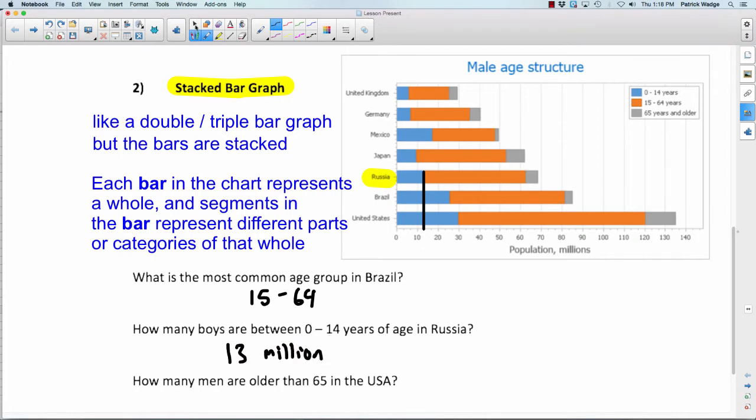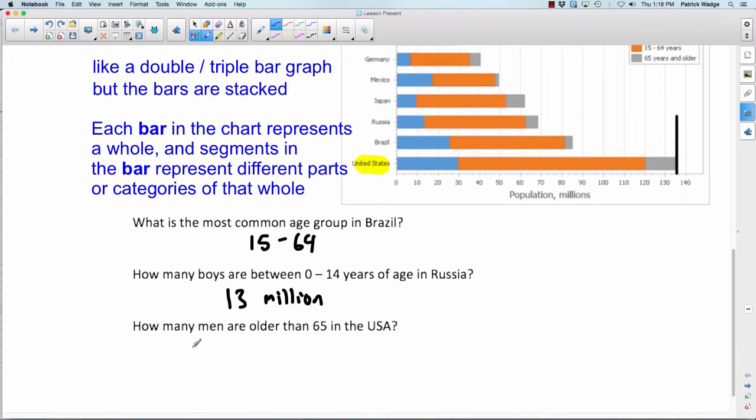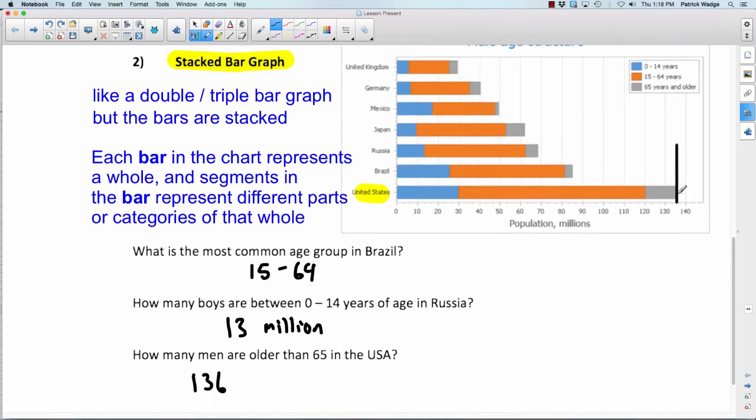How many men are older than 65 in the USA? So here's USA. We want older than 65. That's the gray. So don't just measure that. If you get that number, let's say right in the middle, 135, maybe 136 million, is that the number of 65 plus men in the United States? No. What's that number represent? All the males in the United States. So we got the 136 million for all the males.